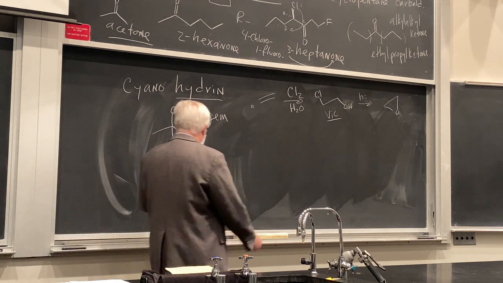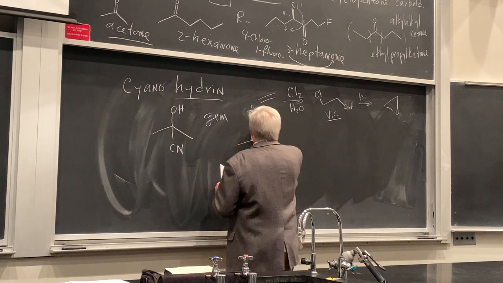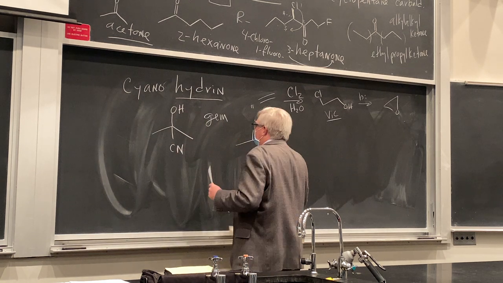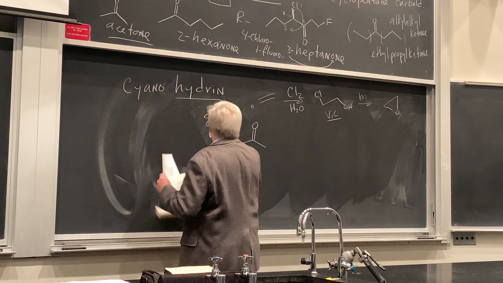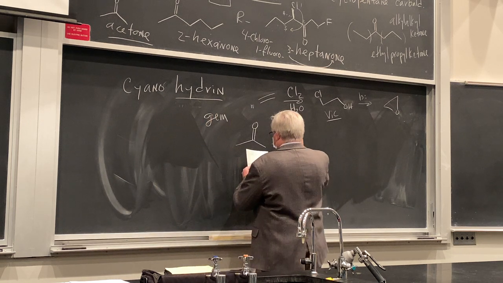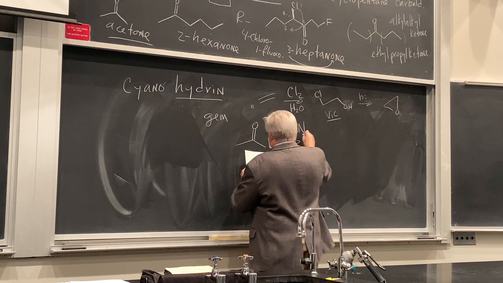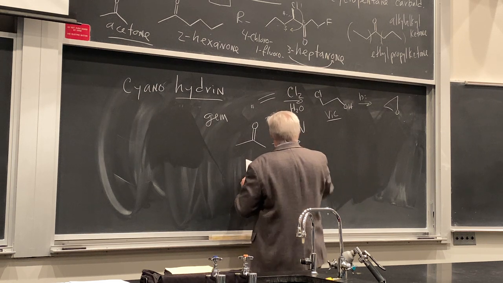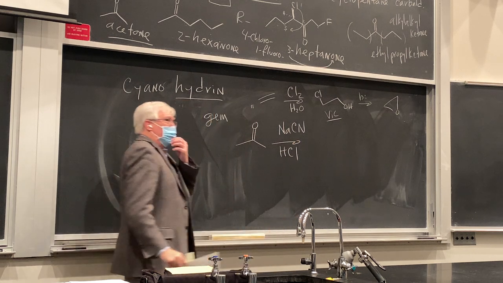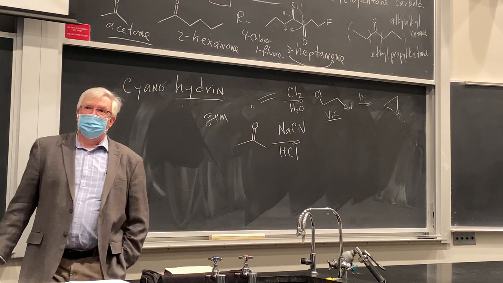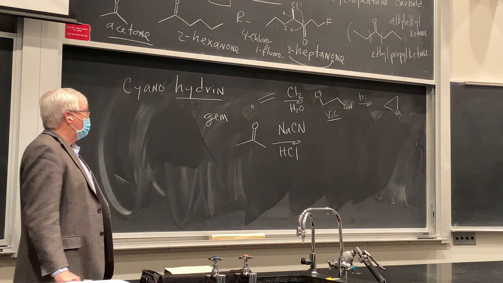So how do we get this? What's the main reaction here? Let's do it with acetone and see if we can get this geminal relationship. The conditions are sodium cyanide and HCl. Okay. Now you have to be careful here. Cyanides are toxic. Okay. These are done very carefully.